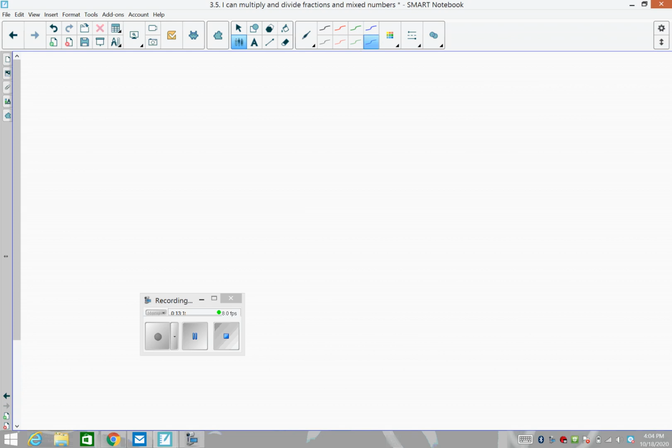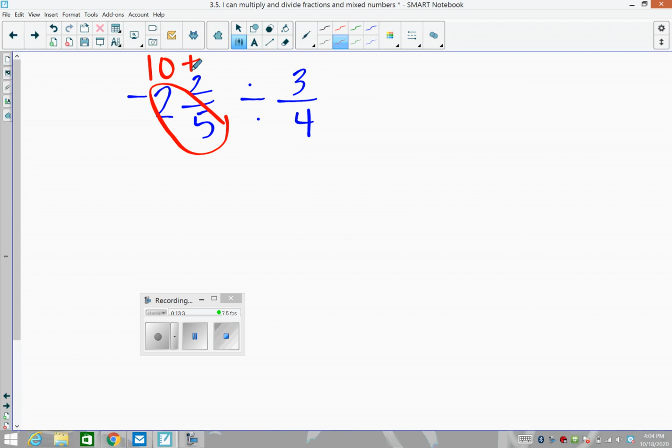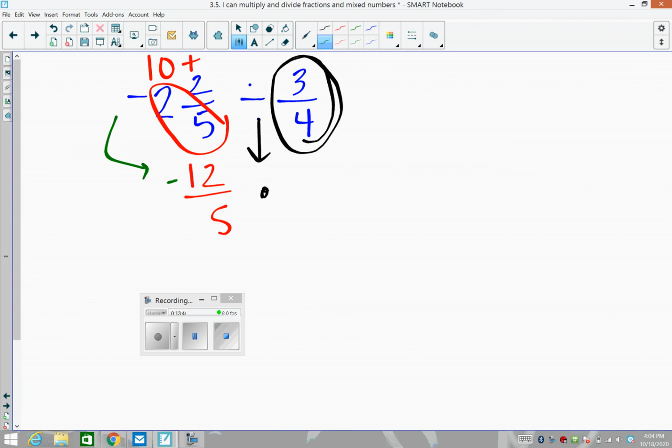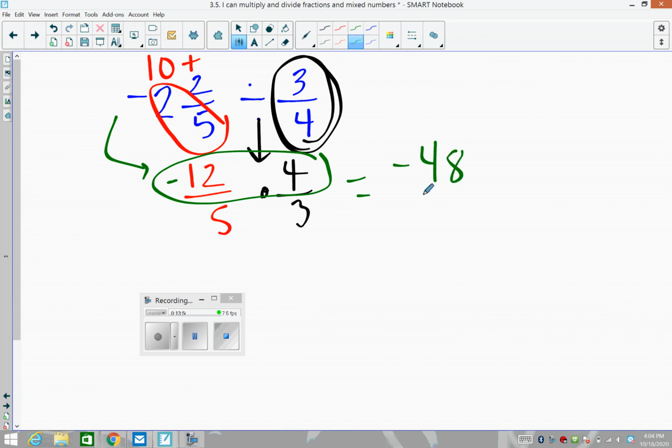And then division we talked about, right? So if we had negative, let's say 2 and 2/5, and we divide that by 3/4, remember that we have to get this to a fraction. So that's 10 plus 2 is 12/5. Don't forget to reattach the negative. And now, if this is division, we change to multiplication and we flip the second fraction. Now, we only do that if it is division. Sometimes kids will start flipping everything. Then we multiply the tops, we multiply the bottoms, and then we convert it back.